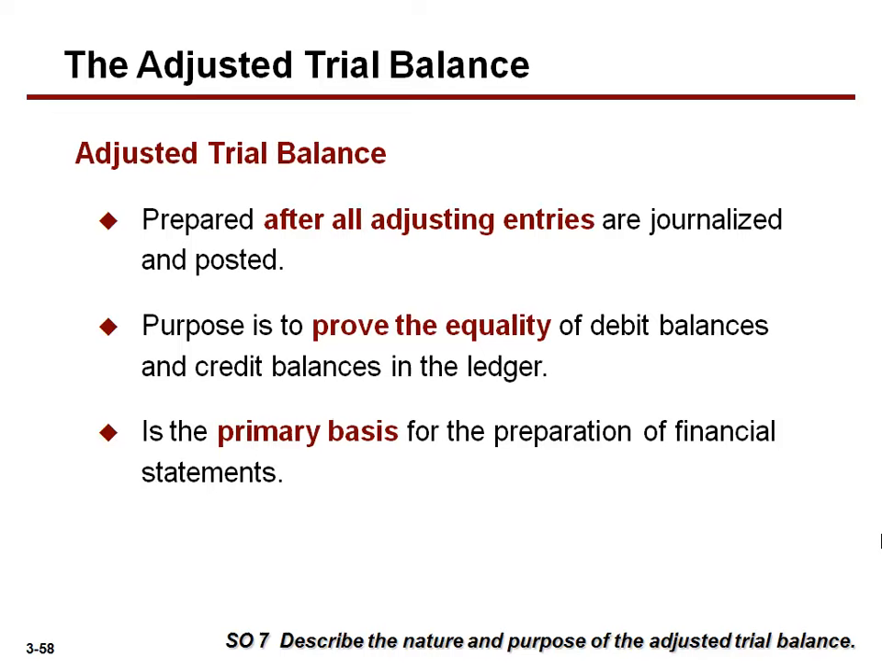After recording all our adjusting journal entries that are balanced in terms of debit dollars and credit dollars, they're posted or transferred to the ledger. The purpose of an adjusted trial balance is to prove out the equality of our debit balances and credit balances after we've made these adjusting journal entries at the end of a period, and it is the primary basis for the preparation of financial statements. That is, our financial condition has been reviewed and updated as necessary to allow us to pull off financial statements, income statement, equity statement, balance sheet, that properly reflect our financial condition.